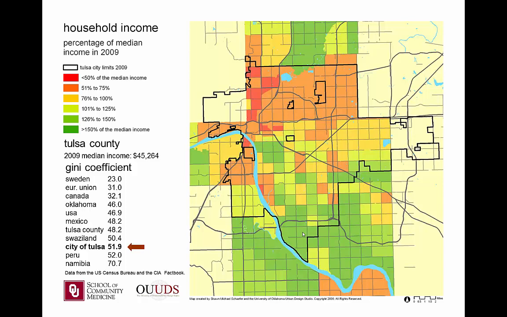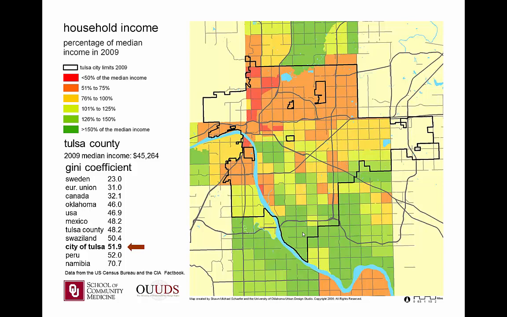For instance, the Scandinavian countries have the lowest known Gini coefficients, scoring in the low 20s. The European Union as a whole averages 31. Canada is also close to this average. It is quite a jump to the U.S. value of 46.9. Tulsa County is higher still at 48.2.